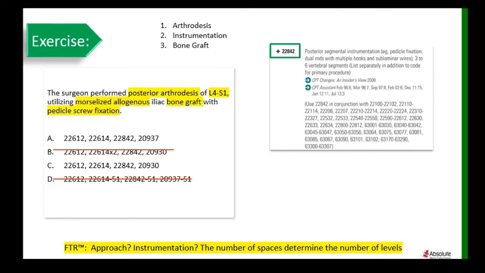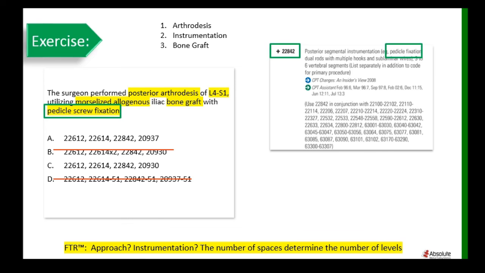We've already coded our Arthrodesis, so what do we do next? Well, if we look at our instructions, it says code your instrumentation. And if you look to the right, this green box 22842, it boxes the code because it's correct. We know it's correct because both A and C share that code. But let's take a look at why it's correct. This is the code for posterior segmental instrumentation, such as pedicle fixation. That is a key word that we found in our scenario, pedicle screw fixation. All right, so that confirms that we have the correct instrumentation code.